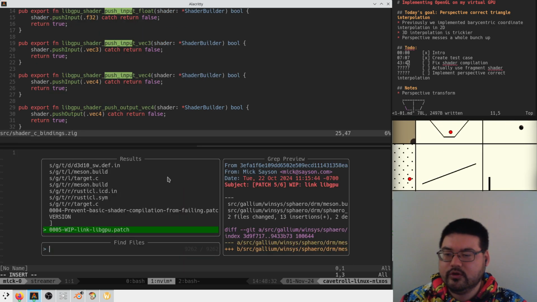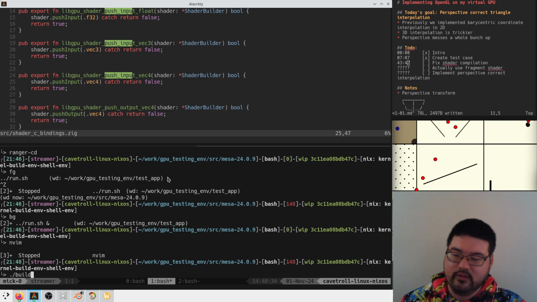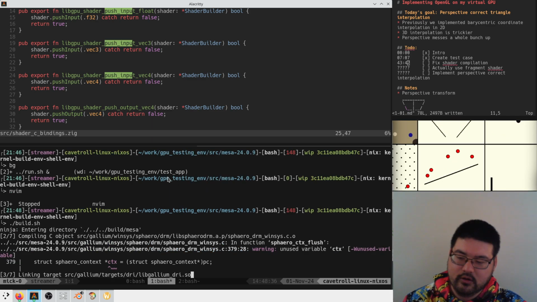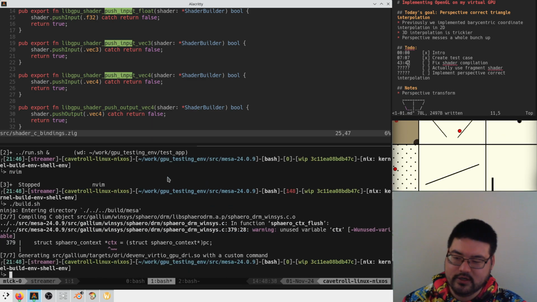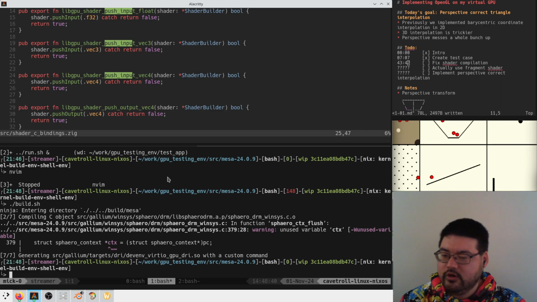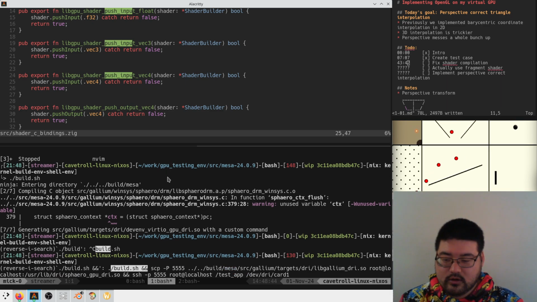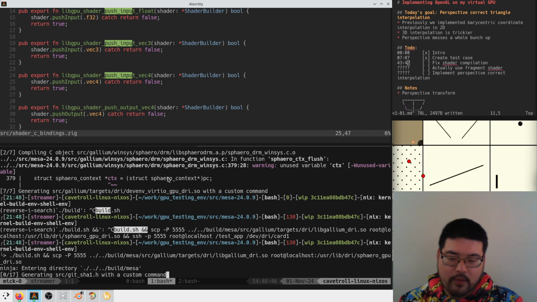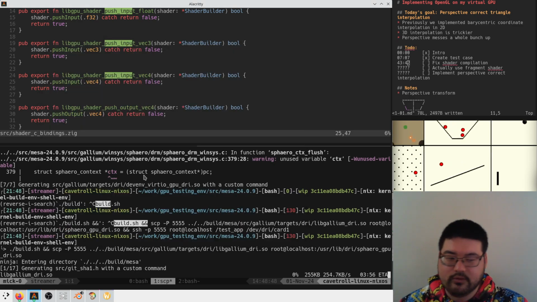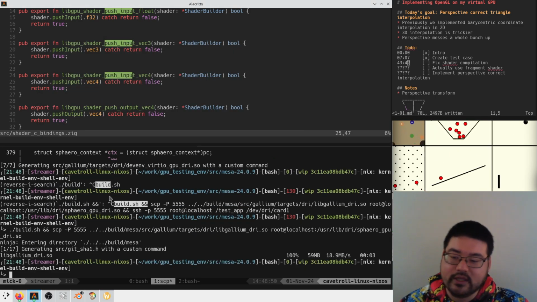Okay. So this was built, which means that this should build as well now. Mesa with the new input bindings, and can we copy the new version over and just see where it crashes now? Because he's likely going to crash as well.